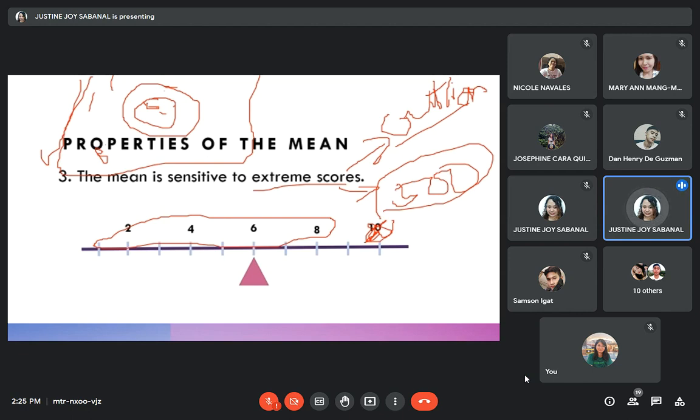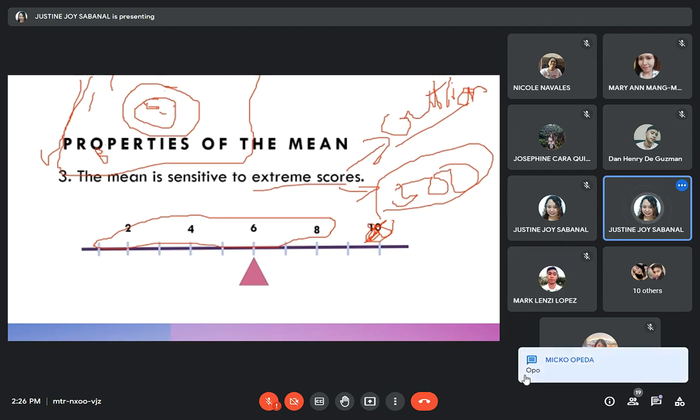So is it clear how we can compute the mean and the properties of the mean? It is clear, ma'am. Okay, thank you, Lenzy.